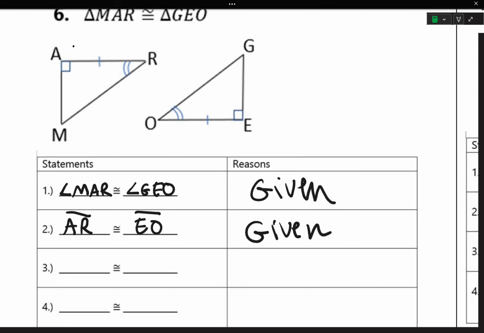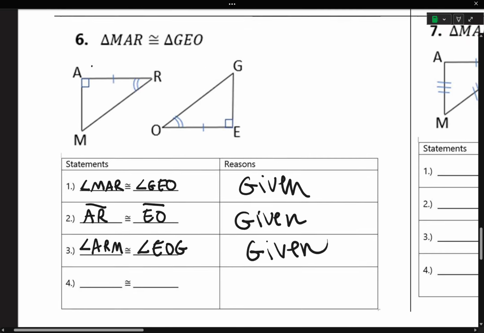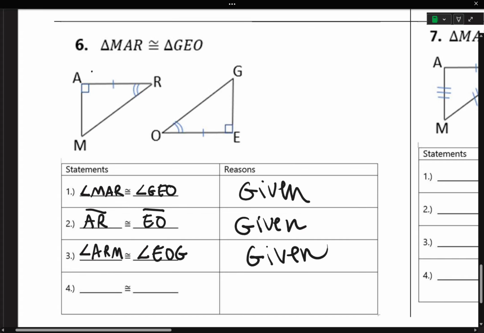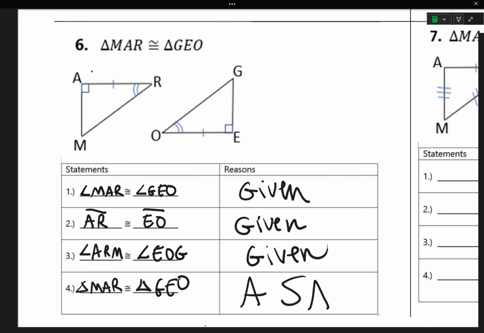Then we have that double arch. I'm going to call the angle on the left angle ARM, and the angle on the right is going to be EOG. And that was given to us. And lastly, we can say what number 6 said. Angle MAR is in fact congruent to angle GEO by angle, side, angle.